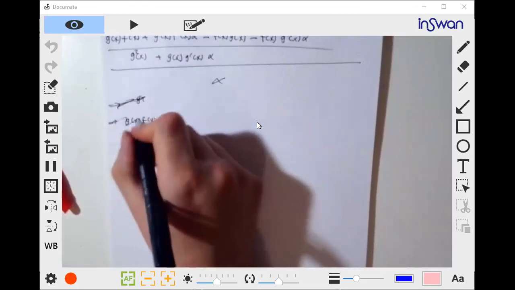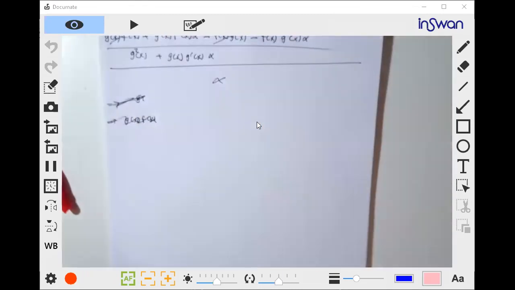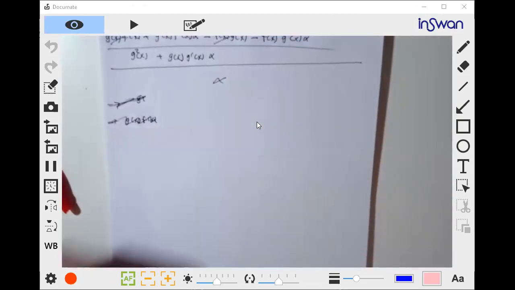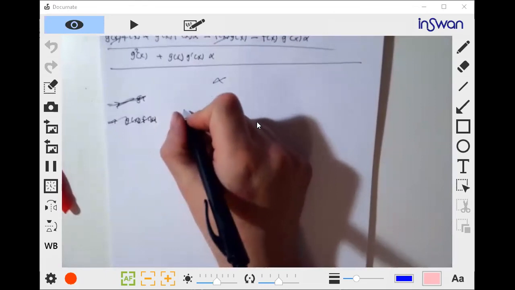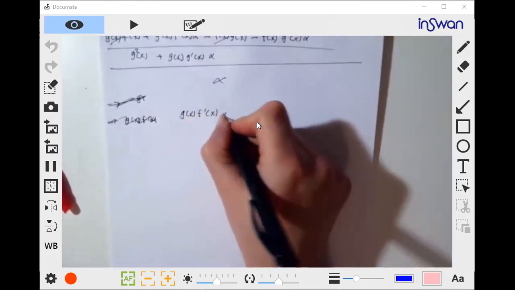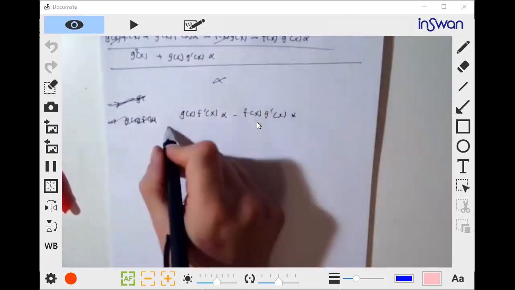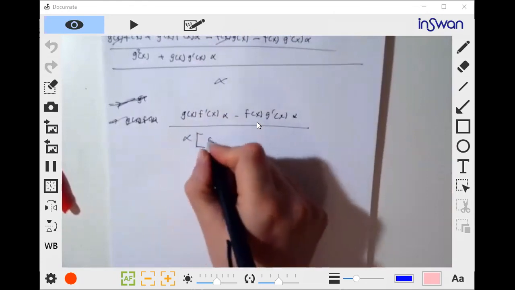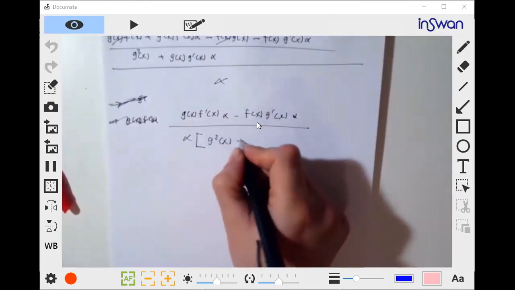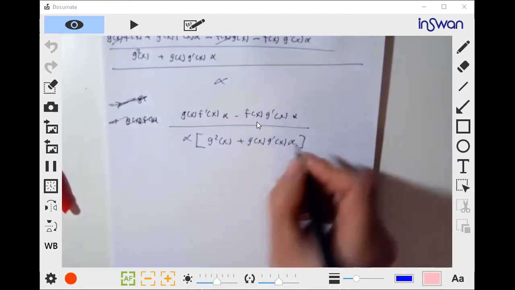And actually, why don't we do some cancellation while we can? So g of x, f of x cancel out with this. And then we can just combine the top terms succinctly. So we get g of x, f prime of x, alpha, minus f of x, g prime of x, alpha. Everything divided by alpha times the quantity g squared of x, plus g of x, g prime of x, alpha.